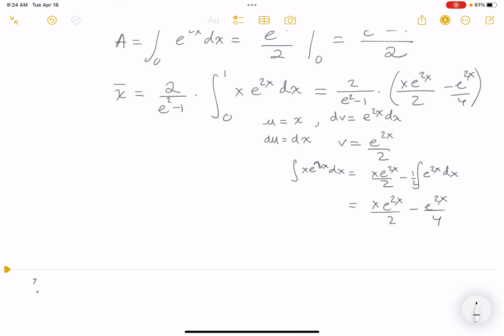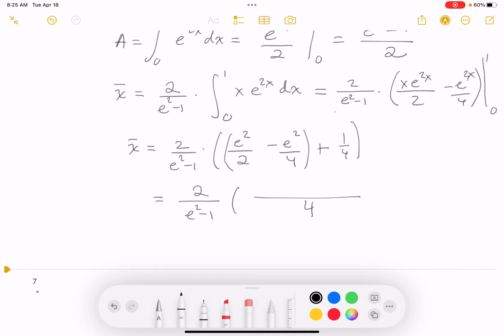Let's keep going. You can get 2 over e squared minus 1, common denominator 4, and I've got to be careful here. So it's going to be 2e squared minus e squared, which is e squared plus 1. I want to simplify a little tiny bit. It's going to be e squared plus 1. This 2 cancels a 2 there. I'm left with 2 times e squared minus 1. So I can say 2e squared minus 2. And this is x bar, by the way. So we found x bar.